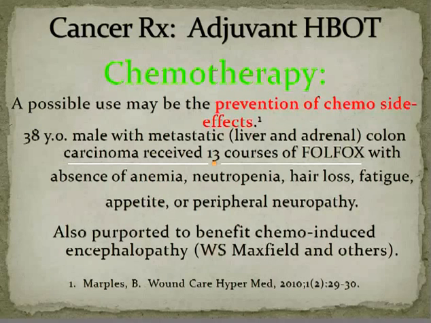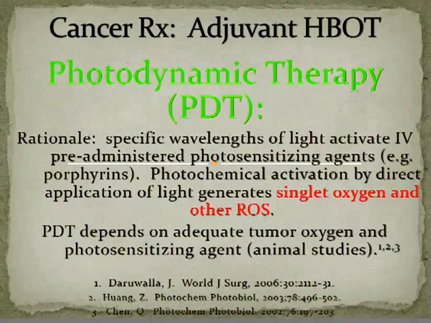Well, lastly, how about photodynamic therapy? As it turns out, what is photodynamic therapy? Specific wavelengths of light that activate IV pre-administered photosensitizing agents. And here's the problem, though. You have to be able to access the tumor to get direct application of the light. And when you do, you generate singlet oxygen reactive species and, of course, tumor killing. It turns out it's dependent on adequate tumor oxygenation and getting the photosensitizing agent there. So if you have an ischemic tumor, and of course you have hypoxia, there's going to be a problem.